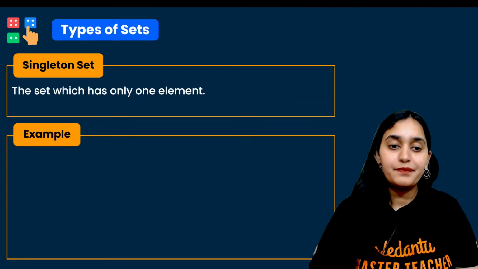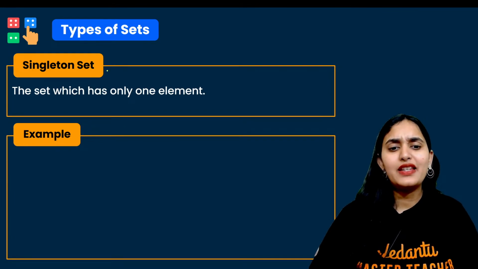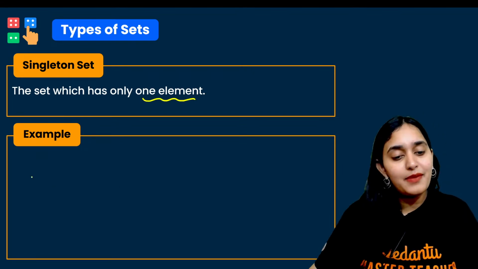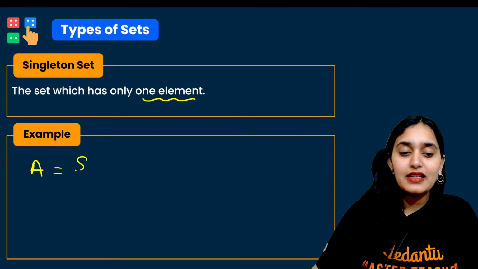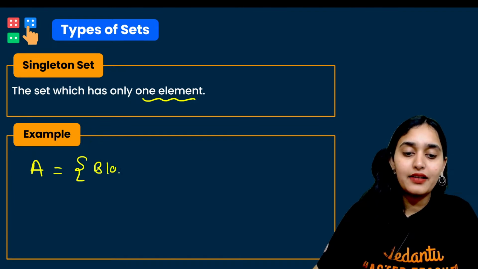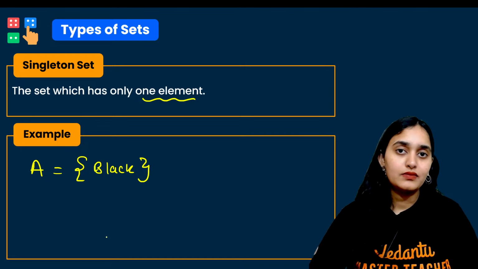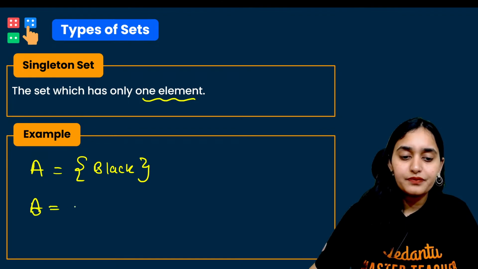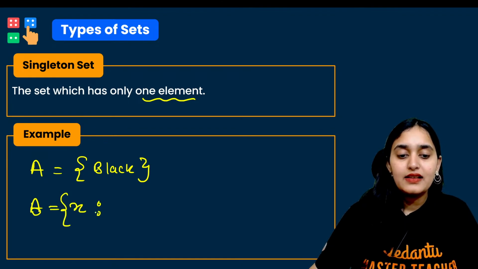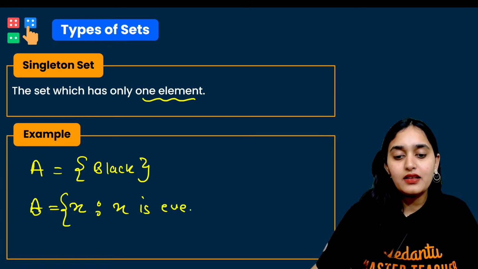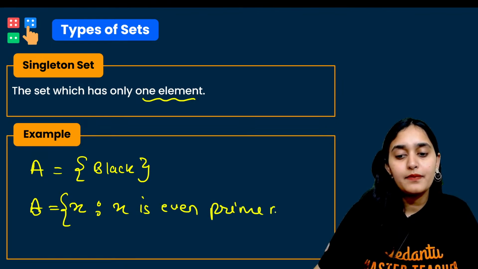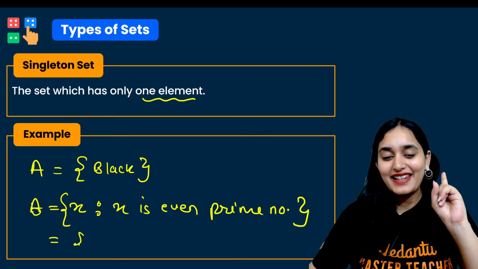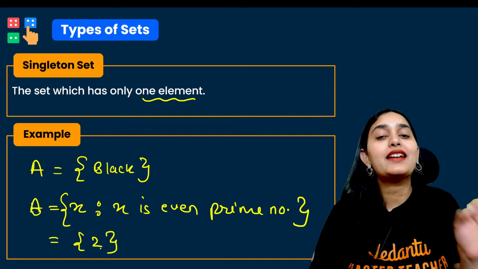Clear? Next, singleton set. From the name itself, this set is very single. So this set has only one element. For example, A is having only one color, black, my favorite color. It's a singleton set. Similarly, set B is x such that x is an even prime number. How many even prime numbers are there? Only one, that is 2. So it is a singleton set.